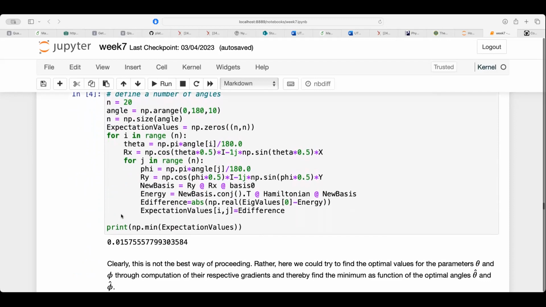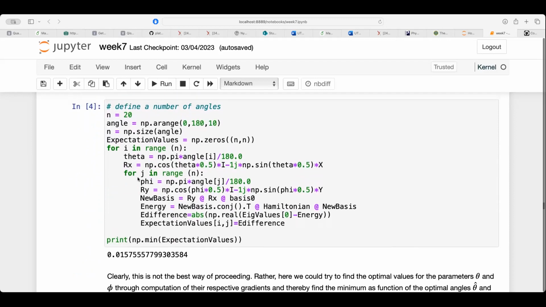We then did a calculation where we run through a series of angles, and we just set up an array of angles from 0 to 180, and then we just performed these rotations here. And in that case, we saw that there was one case where we had a minimal value of the difference between the exact, so that means the absolute value of the real energies here, and the best value we got was something like 0.015. So this is not the way we will do it.